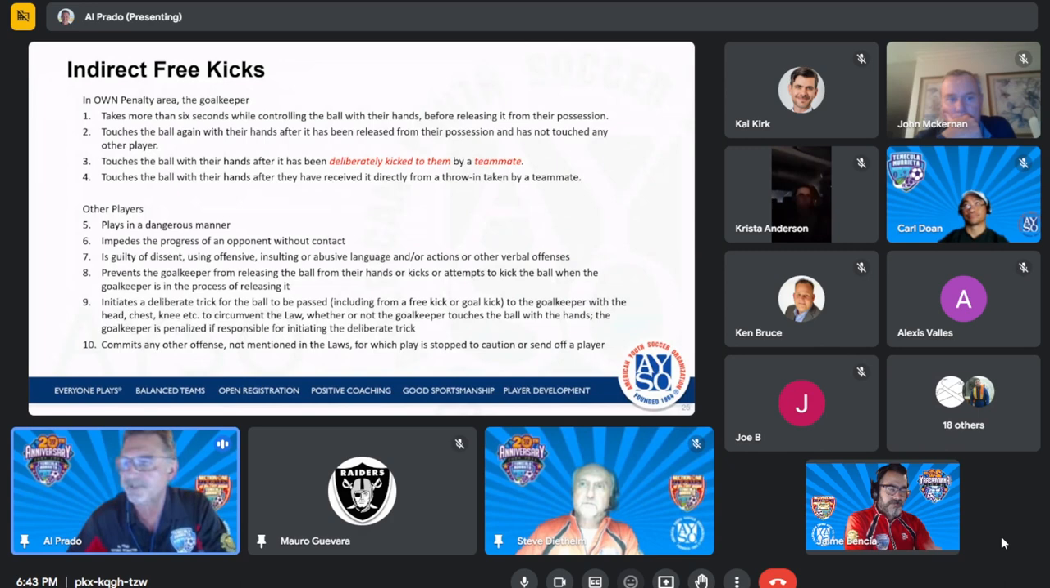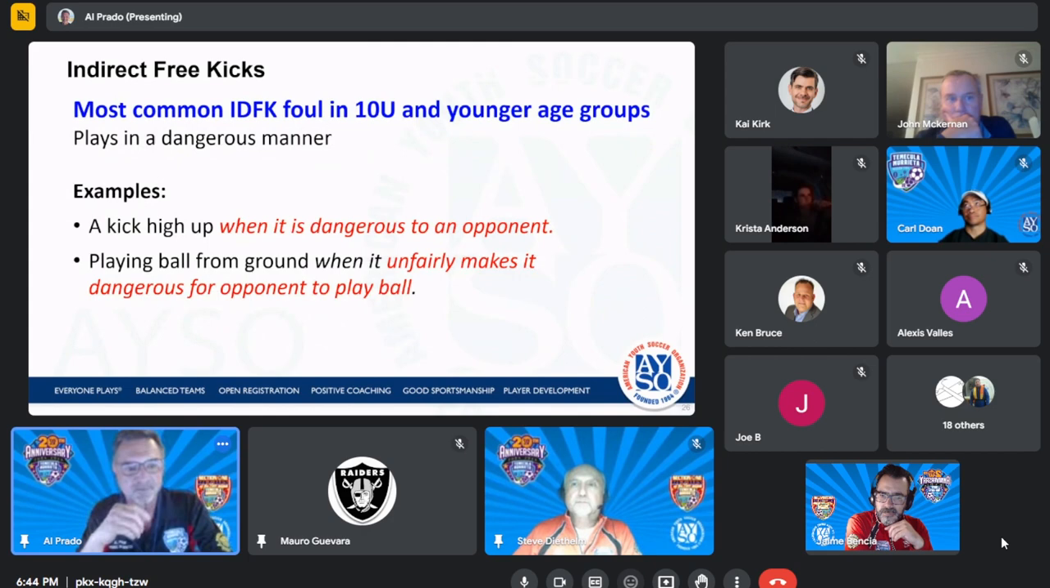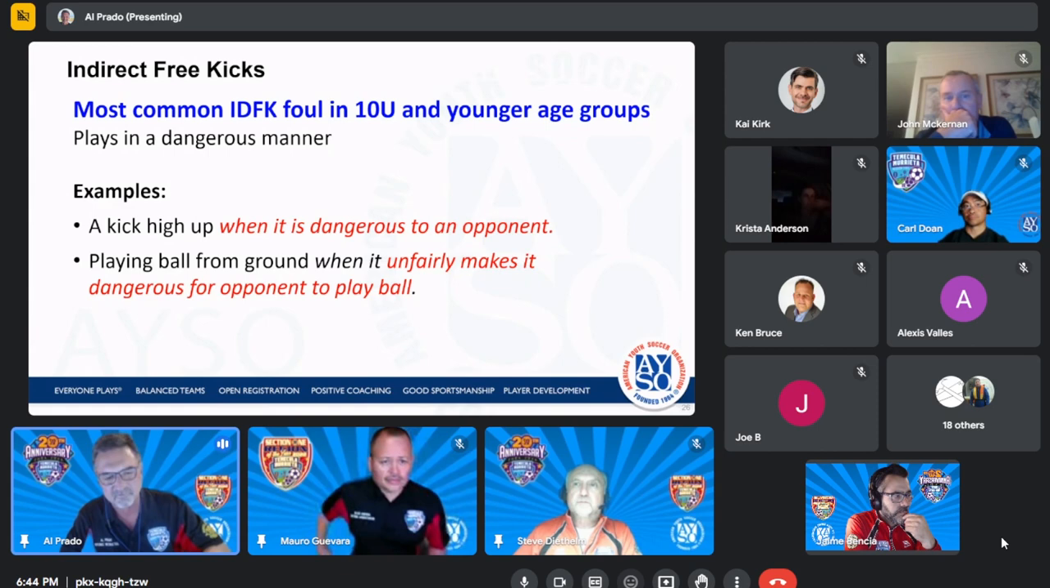Good. Okay. And the most common indirect free kicks in 10U are playing in a dangerous manner, right? The high kick, and playing from the ground. Again, just the fact that it's a high kick or on the ground does not make that an offense, as long as they're not doing it in a dangerous way.